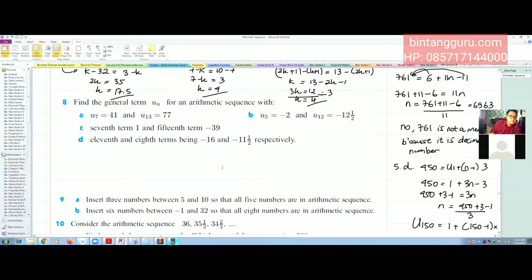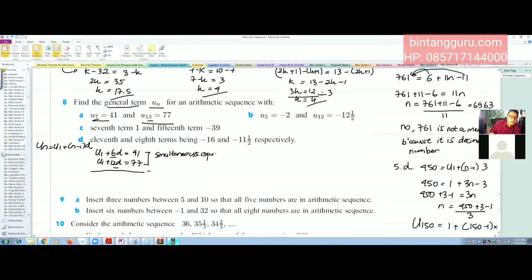Number 8. We have to find the general term of UN. We have U7 and U13. So U7 is U1 plus 6D equals 41. U13 will be U1 plus 12D equals 77. We apply the formula UN equals U1 plus N minus 1 times D. For U7 this is 6, for U13 this is 12. We apply a simultaneous equation to solve for U1 and D.